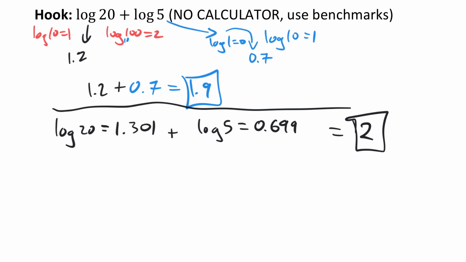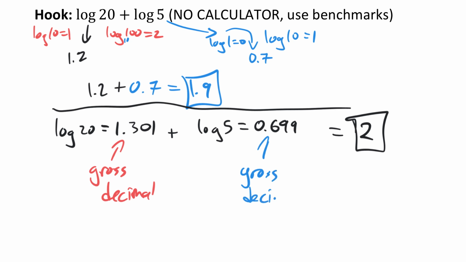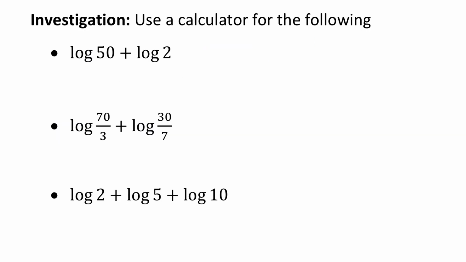That's kind of weird because this right here is like gross decimal, and over here, this is like gross decimal. And you wouldn't think that if you added 2 gross decimals, you'd get a whole number. You'd think you'd get some other horrible gross decimal. But it looks like we get a whole number of 2. It's kind of interesting. Let's go ahead and explore this a little bit.